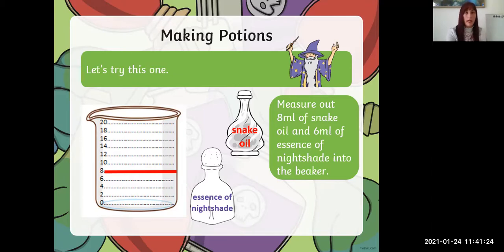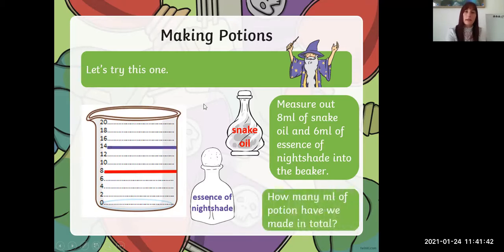But look carefully. Remember you are counting in twos. So if I go from my 8 millilitre line, I'm going to count in twos. 2, 4, 6. Draw my line. So I've added on 6 mil on top of the 8 mil. All right, there we go. How much potion have we made this time? So what's our total? Where did that top line get to? Let's have another look. 14. And we can check we're right with that, can't we? Because 8 add 6 is also 14. Very good.